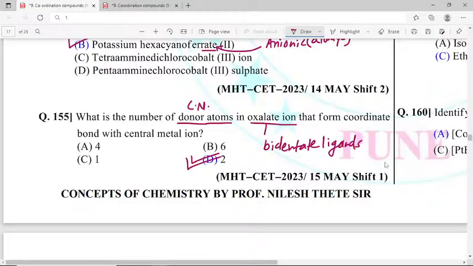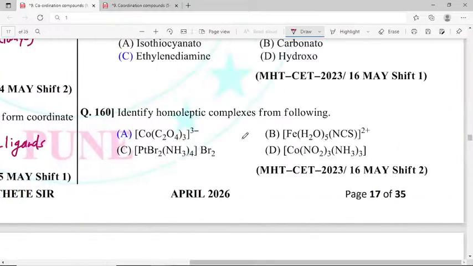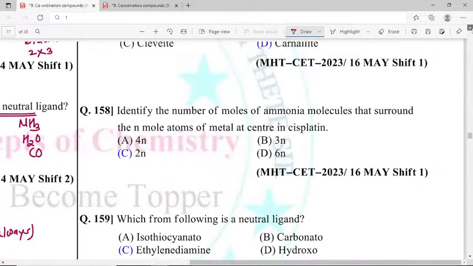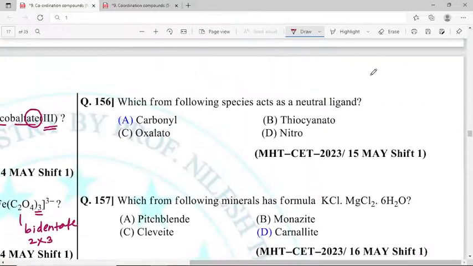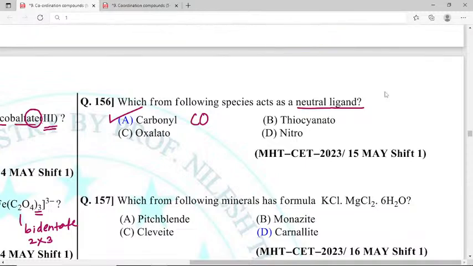So bidentate ligand: oxalate ion, C2O4 2 minus. Which from following species acts as neutral ligand? So what type of neutral ligand is there? Carbonyl, CO. Carbonyl is a neutral ligand. No charge. The ligand having no charge is carbonyl.